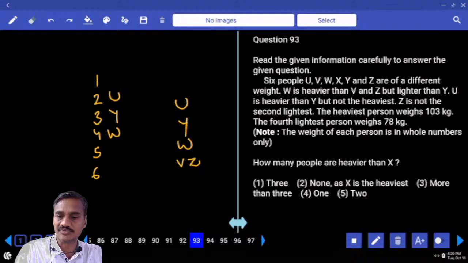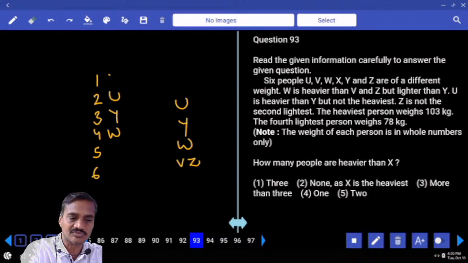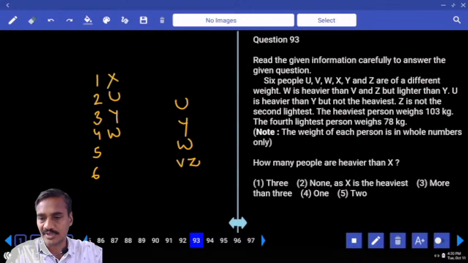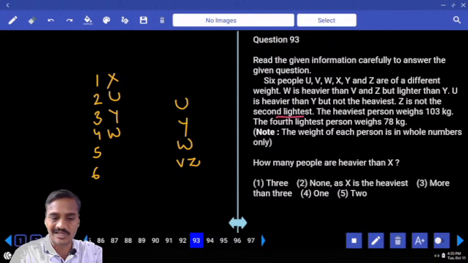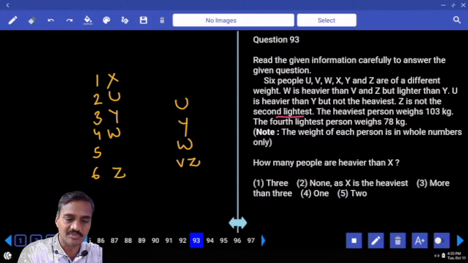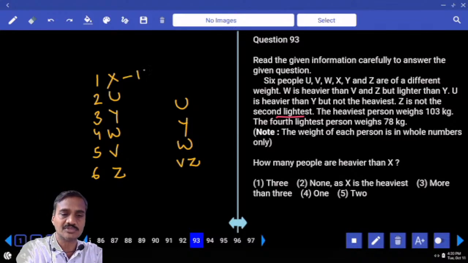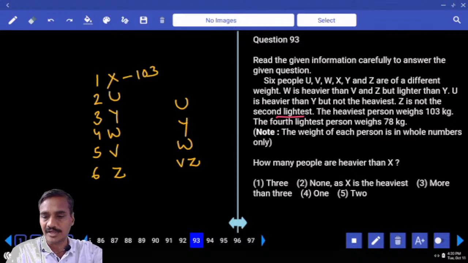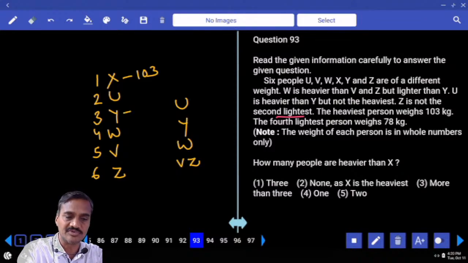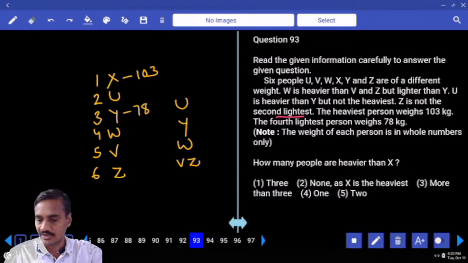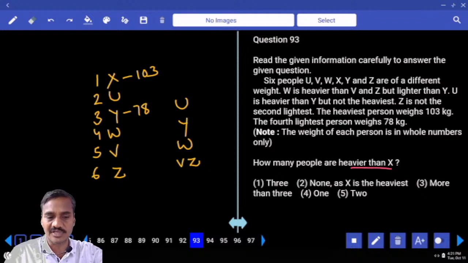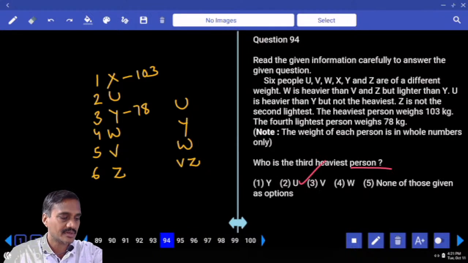Then who is the person left over here? U, Y, W, V, Z, X is here. And Z is not the second lightest. Z cannot be at the 5th place, Z is here, V is here. The heaviest person weighs how much? 103 kgs. And the 4th lightest person is 78 kgs. Then how many people are heavier than X? No one. None. Choice 2.